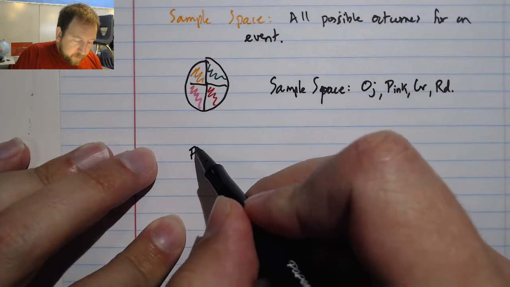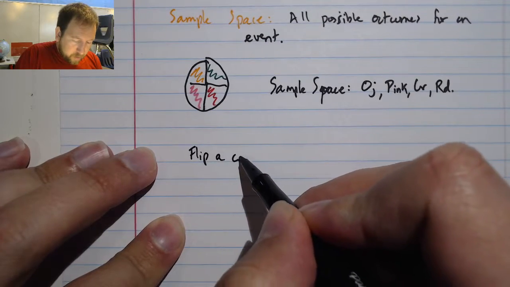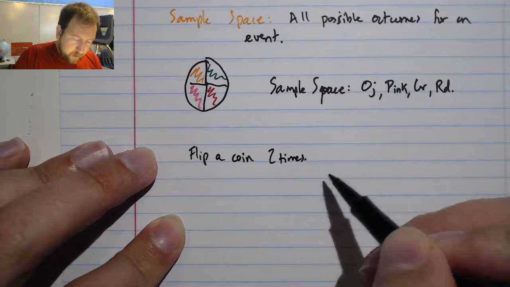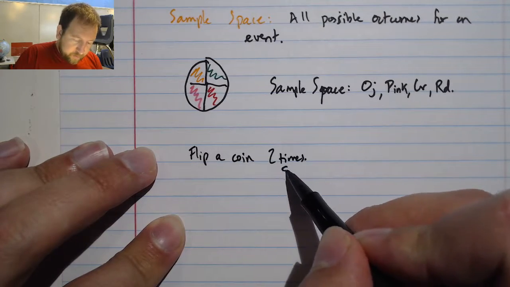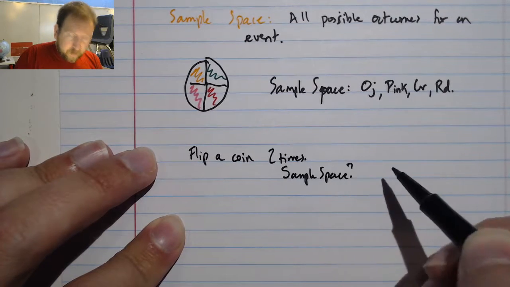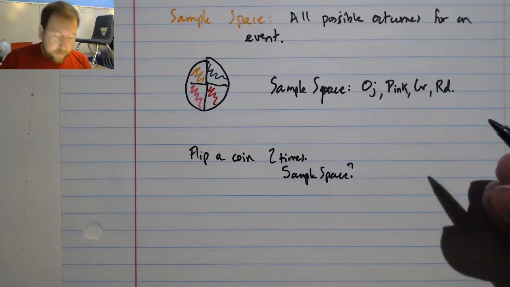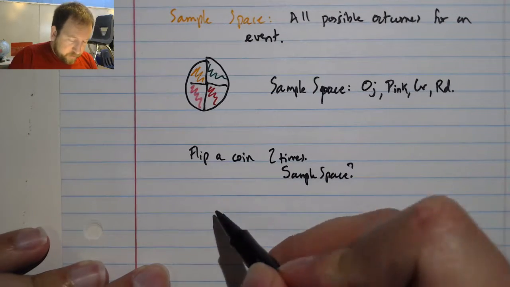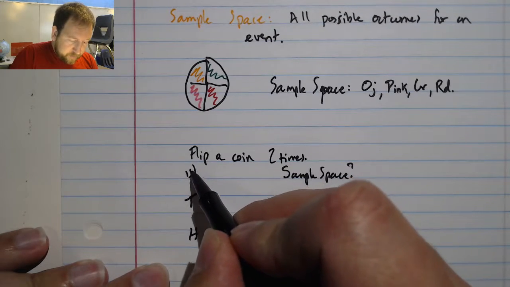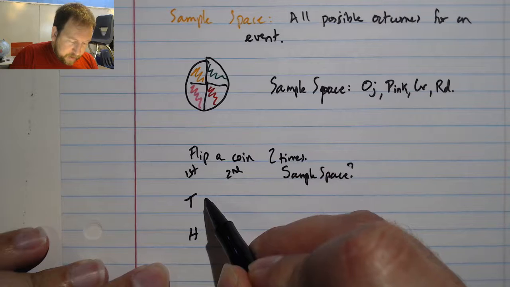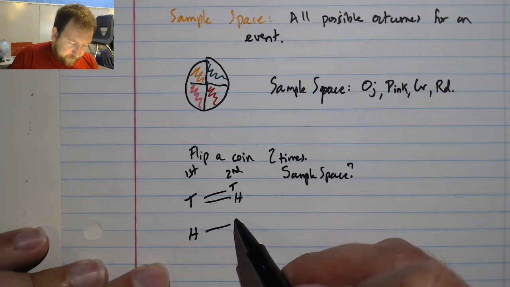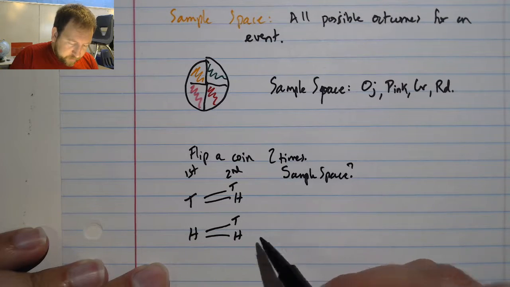I'm flipping a coin 2 times. What is the sample space? I could build my tree like I did before, and I'll do that in this case. I could get tails. I can get heads on the first flip. On my second flip, I can get tails, and I can get heads. On my second flip, I can also get tails, and I can also get heads.